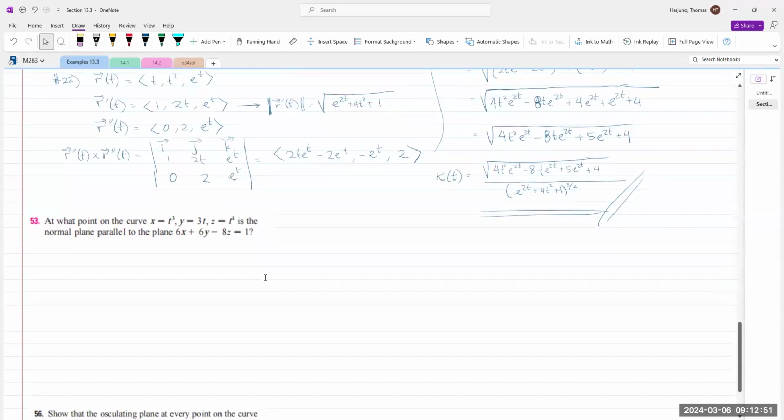Number 53. At what point of the curve, so we have r(t) equals to (t, t^3, t^4)? Now we want the normal plane.